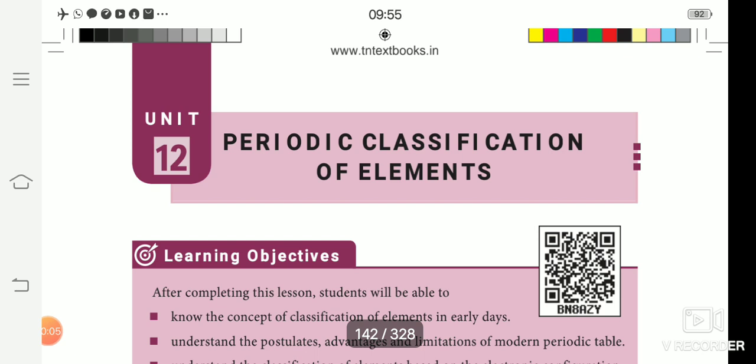Yes, very good. Then today we are going to discuss chemistry unit 12, periodic classification of elements. So, periodic classification of elements. What is an element? All of you say the answer.